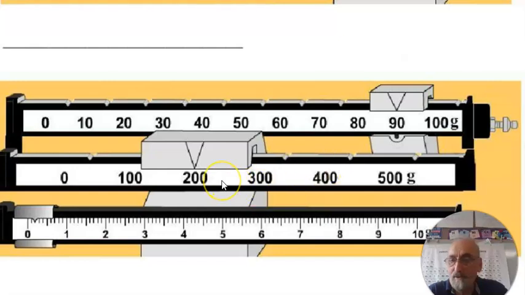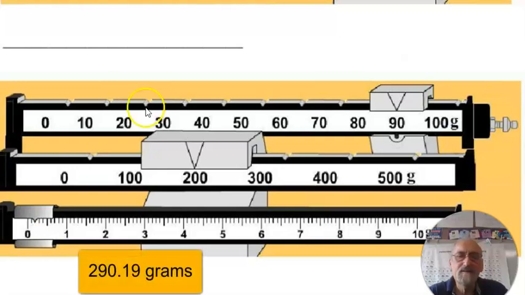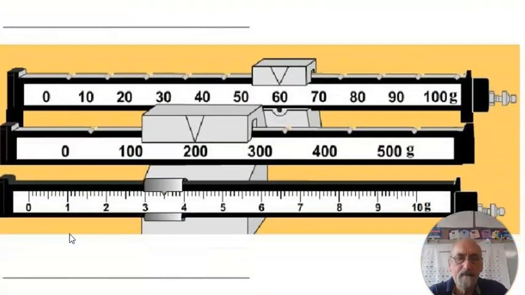We always start with the largest weight, 200, even though it's in the middle. 290, and that's a 0, so it's not even 291, it's 290 point, and that looks like it's just before the 2, so 0.19, 290.19 grams. Let's try this one, give you a second.